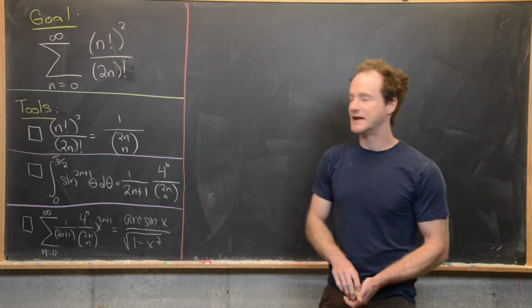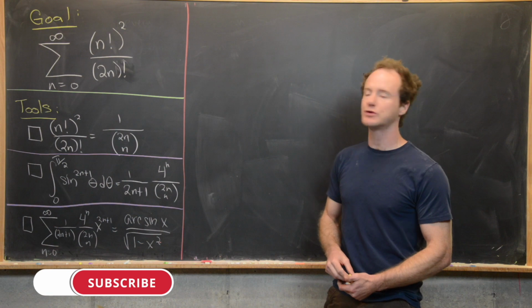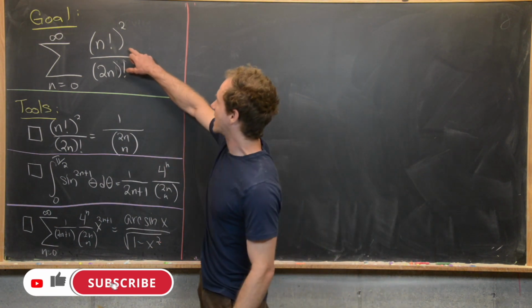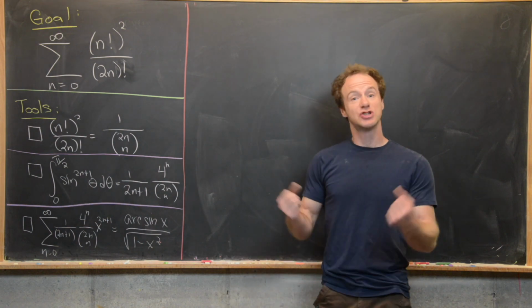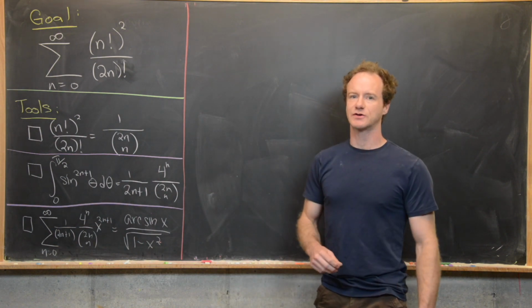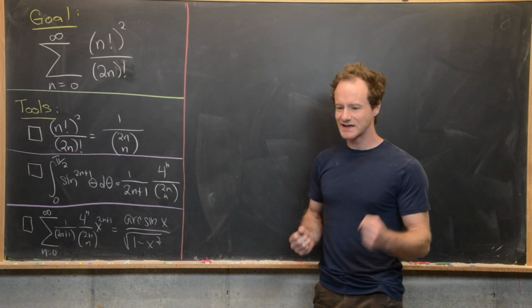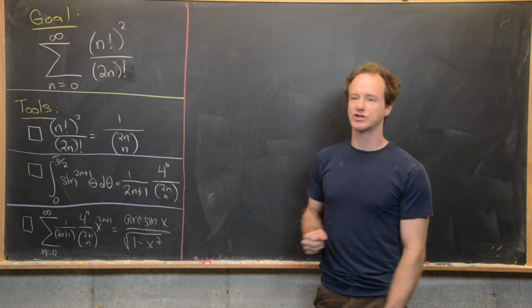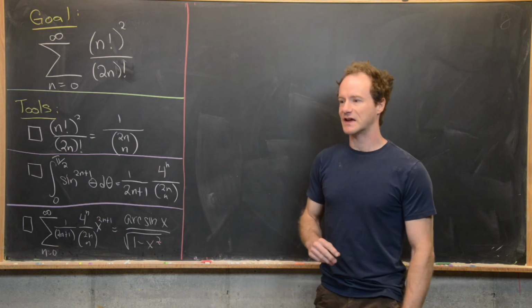Here we're going to calculate an interesting sum. So we're going to look at the sum as n goes from 0 to infinity of (n factorial) quantity squared divided by (2n) quantity factorial. So maybe in a calculus 2 type class you would be asked to see if this converges or not, and we'll actually get convergence by way of finding the exact sum.